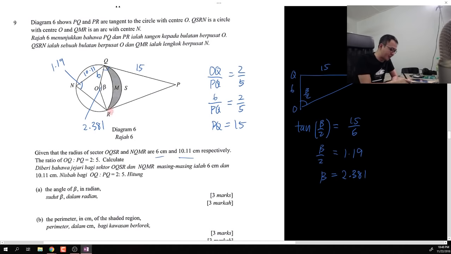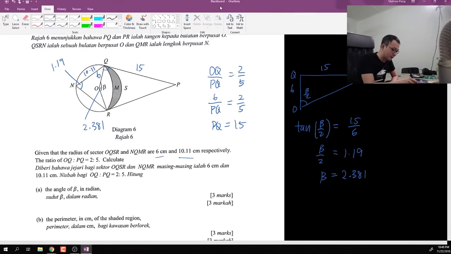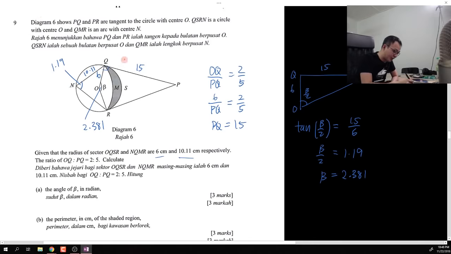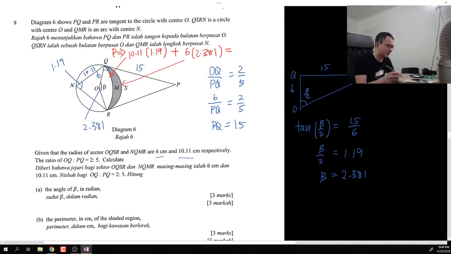So I will use this arc length plus this arc length. This is the arc length for this sector. Let me use the red color. The arc length is basically r theta. My r here is 10.11 and my theta is 1.19. Plus the second arc length, where my r is 6 and my angle is 2.381. I just add them together and I get the perimeter they want.